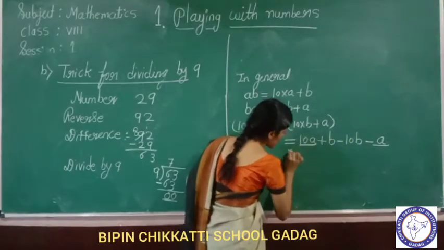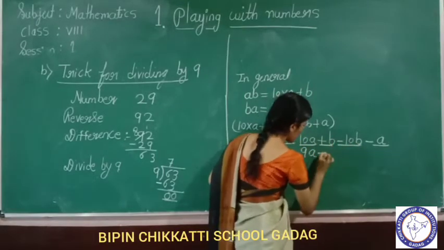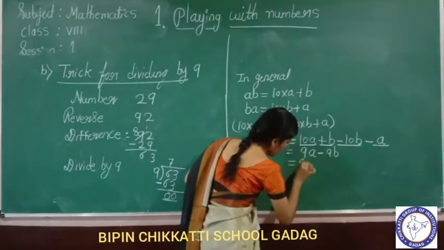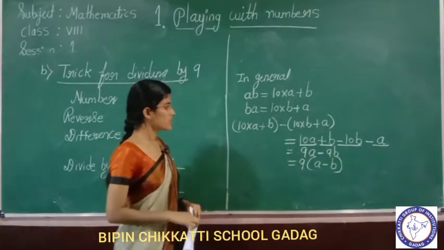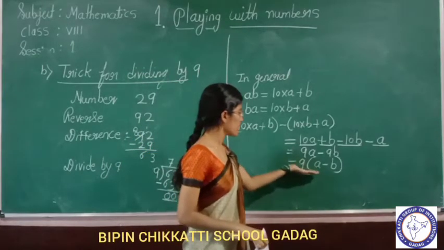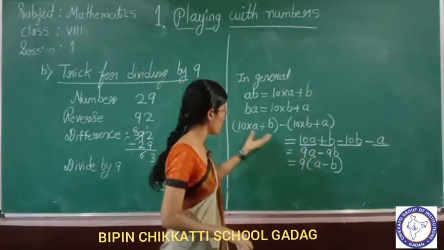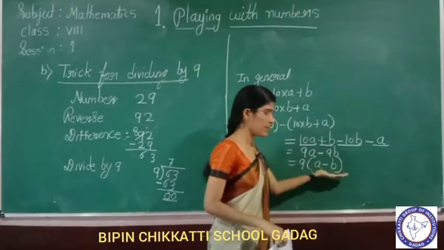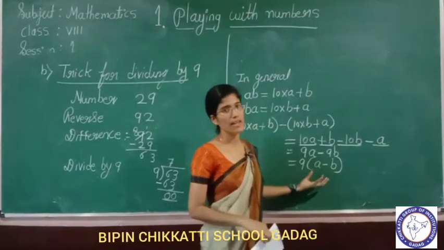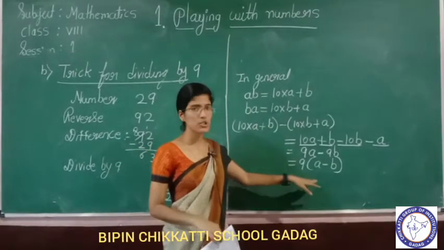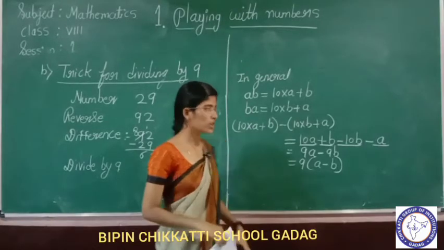10A minus A is 9A. Plus B minus 10B is minus 9B. Here 9 is common: 9 into A minus B. See students, this is a multiple of 9. Whenever you do the difference, the answer will be a multiple of 9. Definitely, if you divide it by 9, the remainder will come 0 only.